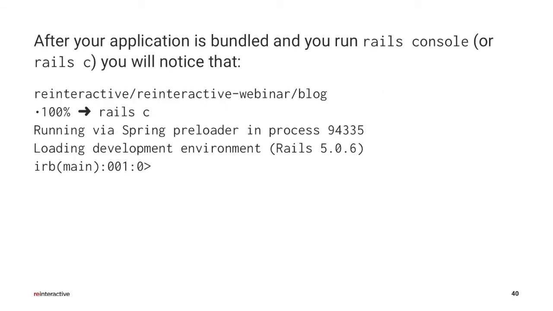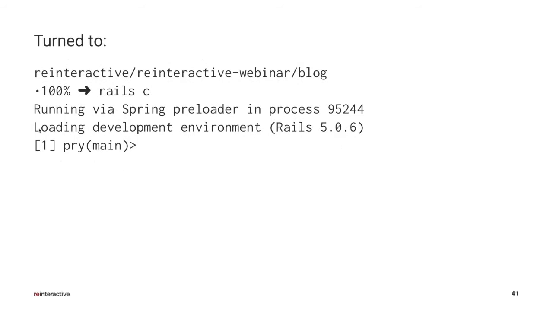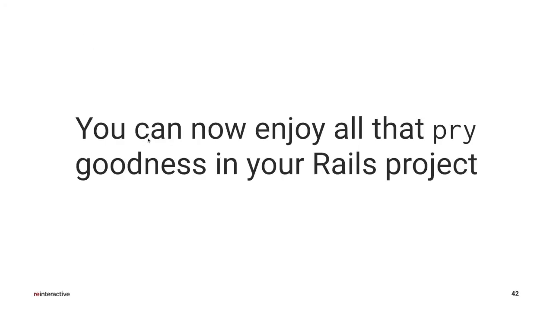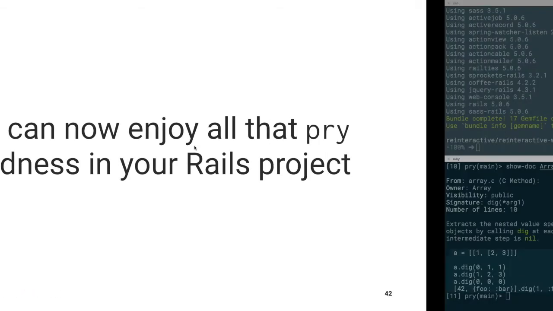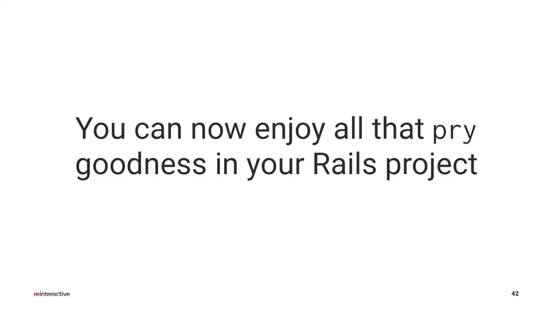So after you bundle your application, it goes into Rails C. Before bundling, you're gonna see that it shows IRB main. After bundling with that gem, you're gonna see that it's pry main. So basically, instead of using IRB, it's gonna use Pry, and then you can enjoy all the Pry goodness in your Rails project. So Gabriel, that means your default Rails console will be Pry thereafter, right? Yeah, that's it. And then you can use all the methods that Pry has, but inside a Rails console, inside a Rails project, so you can access everything.